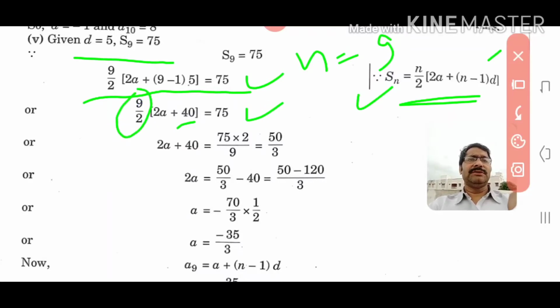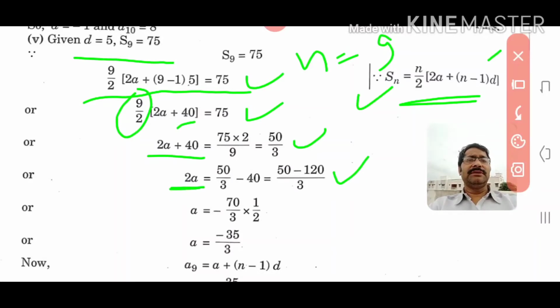Now this 9 by 2 you transfer to the right hand side. You take the reciprocal, so you get 2 by 9. Now look here, 75 and 9 you can cancel by 3, so you get 25. 25 into 2 is 50, so 2a plus 40 equals 50 by 3. Now transfer 40, so 2a equals 50 by 3 minus 40. Now take the LCM, which is 3, so 50 into 1 is 50 and 40 into 3 is 120, minus 120. Subtracting 50 minus 120, you get minus 70 upon 3.